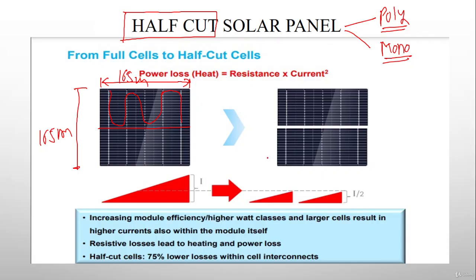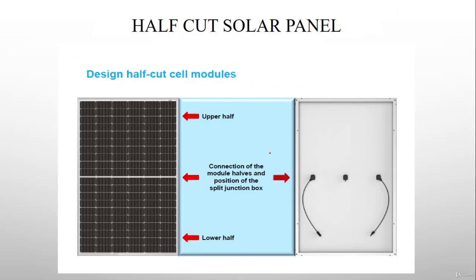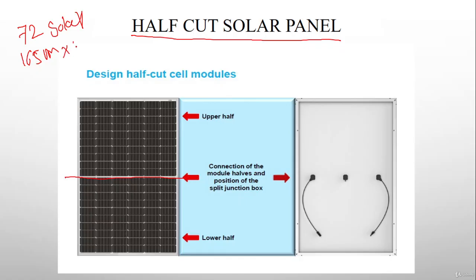Basically, the construction of the half cut solar cell is slightly different from the full cut type of solar cell like the monocrystalline and the polycrystalline. In this case, the solar cell used is the polycrystalline type, and it has been cut into two parts. Generally, the utility scale type of solar panel has 72 solar cells, with dimensions of 165 mm by 165 mm for each solar cell.